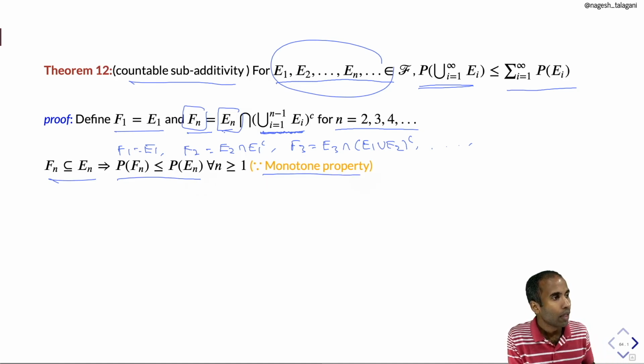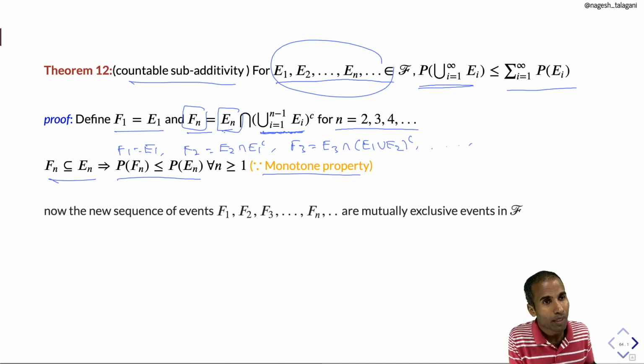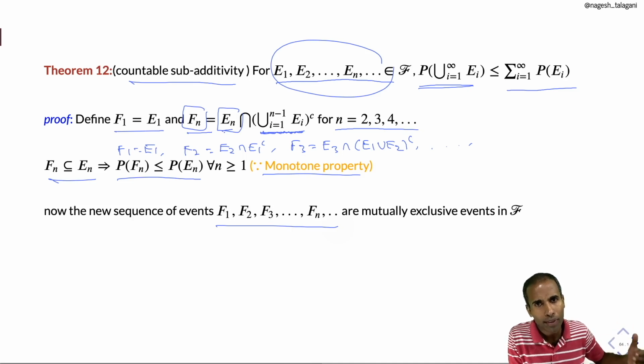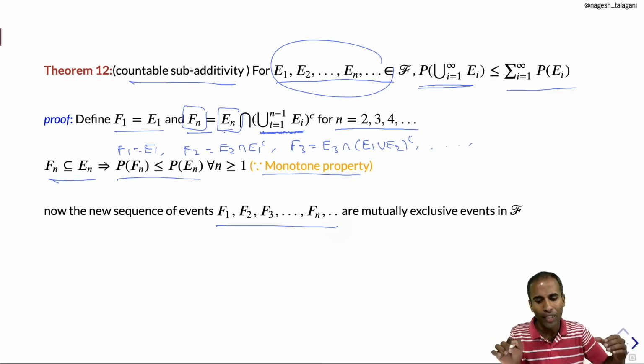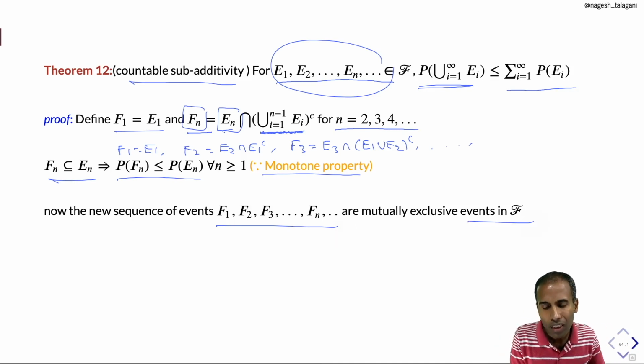Okay. And now this new countable collection of events is going to be mutually exclusive, right? We also realize that the way we constructed it, we made sure that our new collection is mutually exclusive because there is no overlapping. When we are constructing, if some outcome is already included in some previous Fi, we will never include it in future Fis. That's how we constructed. So that will guarantee that our new collection is going to be mutually exclusive events in the event space.